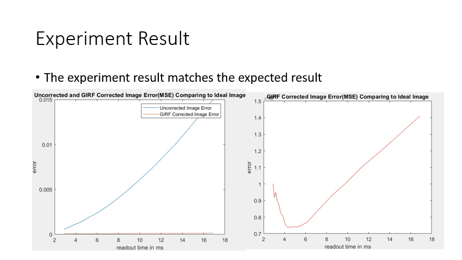This is the actual result that I got from the experiment. The maximum readout was set to 60 milliseconds. In the figure on the left, the blue line is the uncorrected image error profile, and the red line is the GIRF-corrected one. It matches my expected result. And on the right, I plotted the GIRF-corrected error profile individually. You can see that the error has the lowest value when readout is between 4 to 6 milliseconds.